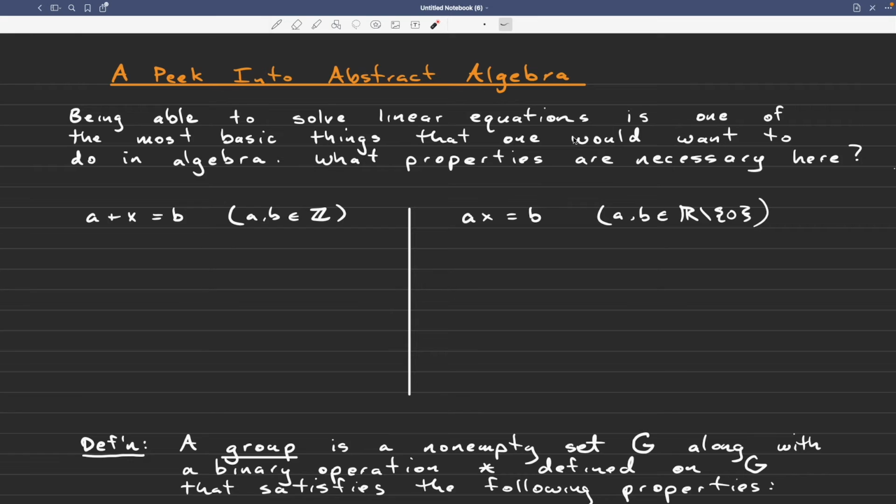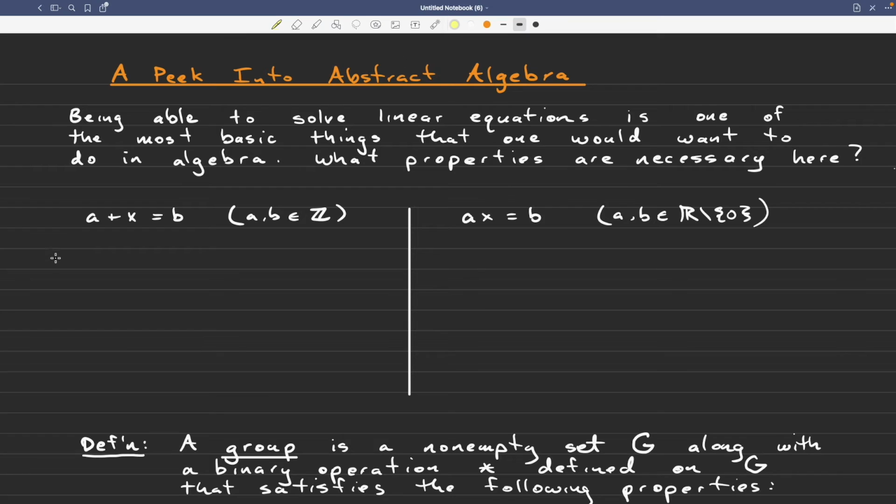When you go back to the very beginnings of your algebra training, that's probably one of the first things you did: learn how to solve a linear equation. Then you solve a quadratic equation after that, right? But first linear. So if you think about what goes into it, what do you need to solve a linear equation? Let's look at this on the left here: a plus x equals b, where a and b are just integers. What do you need in order to solve for x? Well, the way you would solve for x here is you would subtract a on both sides, or add negative a to the left-hand side of both sides of this equation.